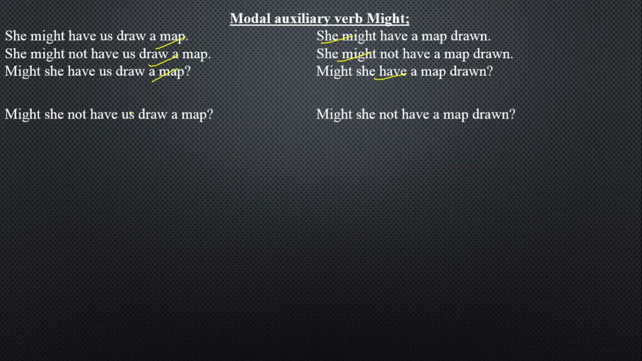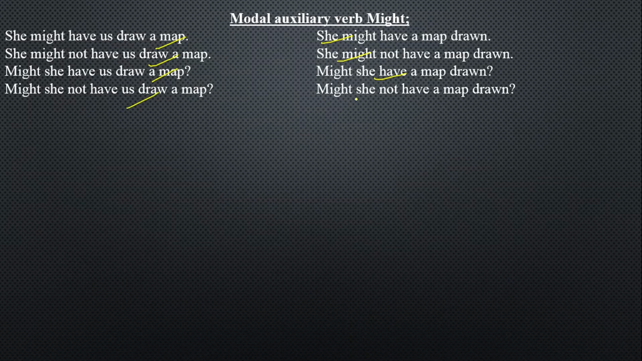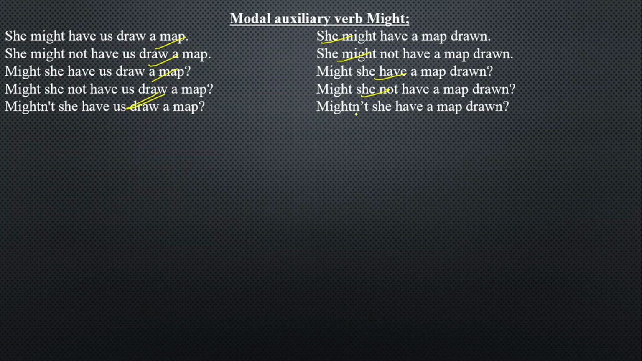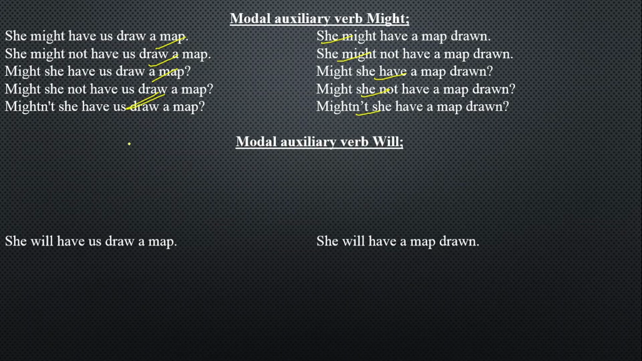Might she not have a map? Might she not have us draw a map? Might she not have a map drawn? Mightn't she have us draw a map? Mightn't she have a map drawn? She will have us draw a map. She will have a map drawn.